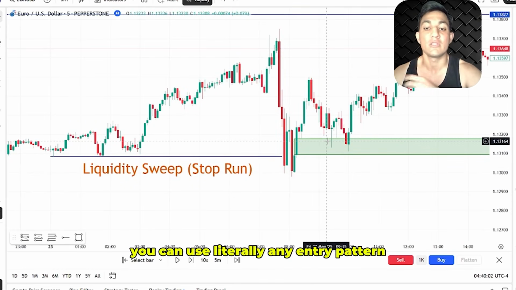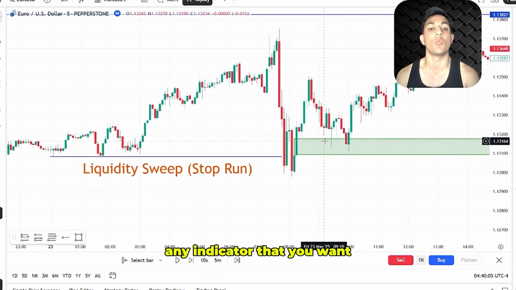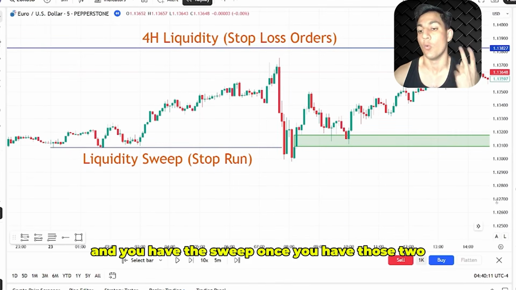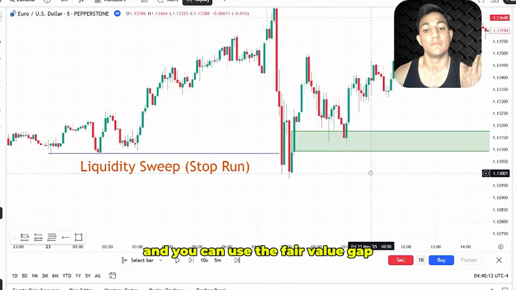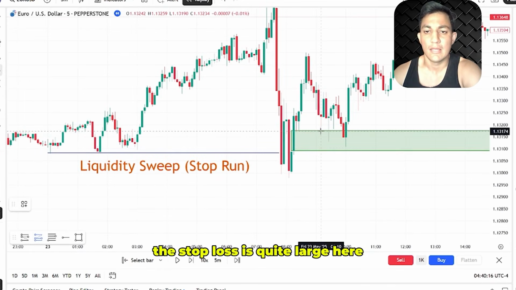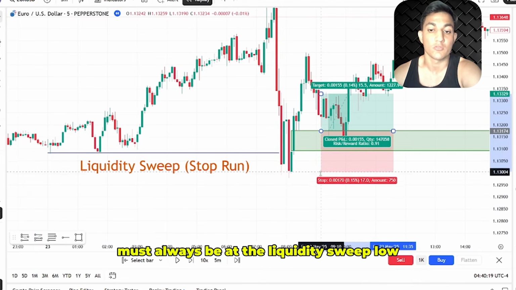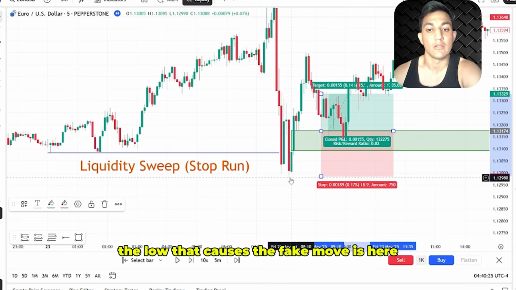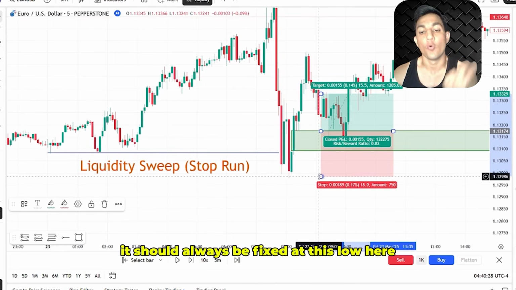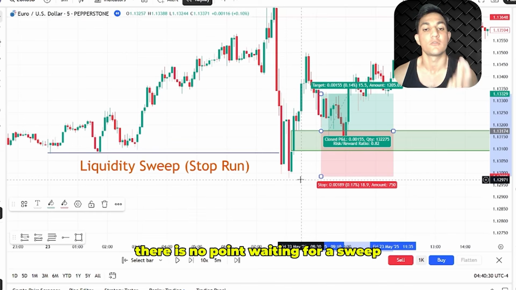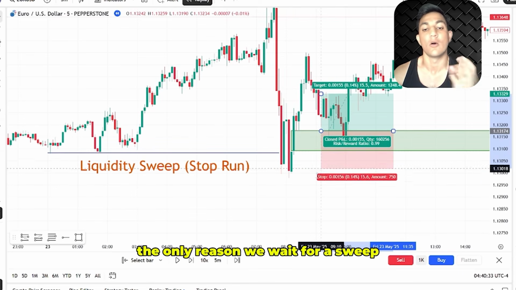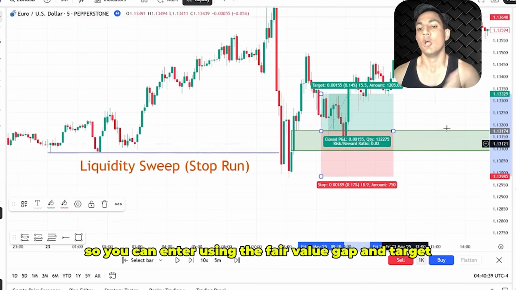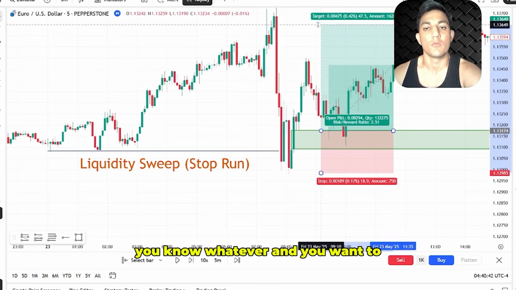So for your entry, you can use literally any entry pattern, any indicator that you want, assuming you've got the direction, which we use on the 4 hour chart, and you have the sweep. Once you have those two, any entry pattern will do. You can use the fair value gap. The stop loss is quite large here because the stop loss must always be at the liquidity sweep low, which is really just this low here, right? The fake move, the low that causes the fake move is here. It should always be fixed at this low here. There is no point waiting for a sweep if you're going to put your stop all the way over here. The only reason we wait for a sweep is so you can find a high probability place to put your stop loss. So you can enter using the fair value gap and target, whatever you want to.